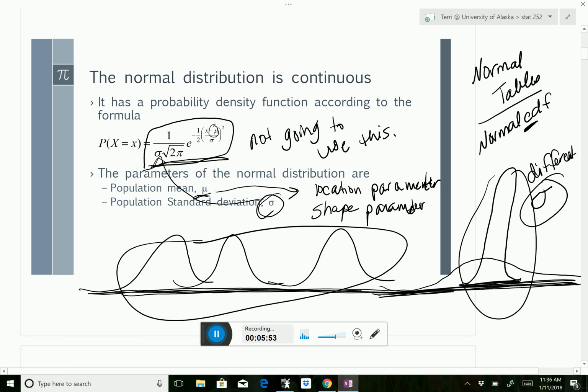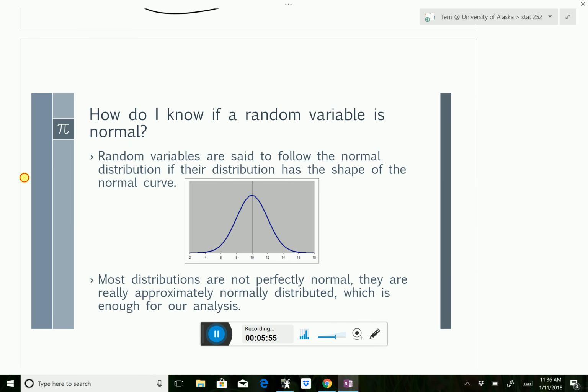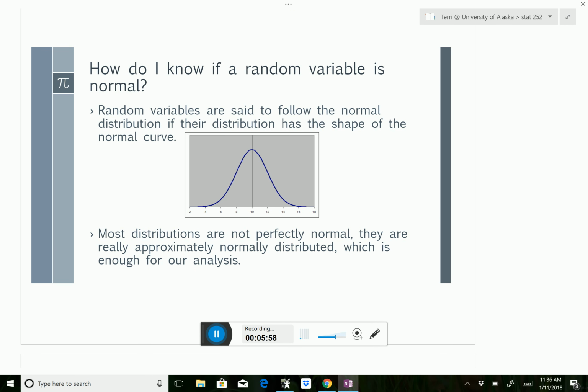So how do I know if a random variable is normal? Well, we say that they follow the normal distribution if their distribution has this basic shape. Now, of course, life isn't that perfect. Most distributions are not perfectly normal. They're approximately normal, which is good enough because most things are, and we have to call that good enough. So most things are approximately normal, and we like it that way. This one, notice this is centered at 10. That's our mean.